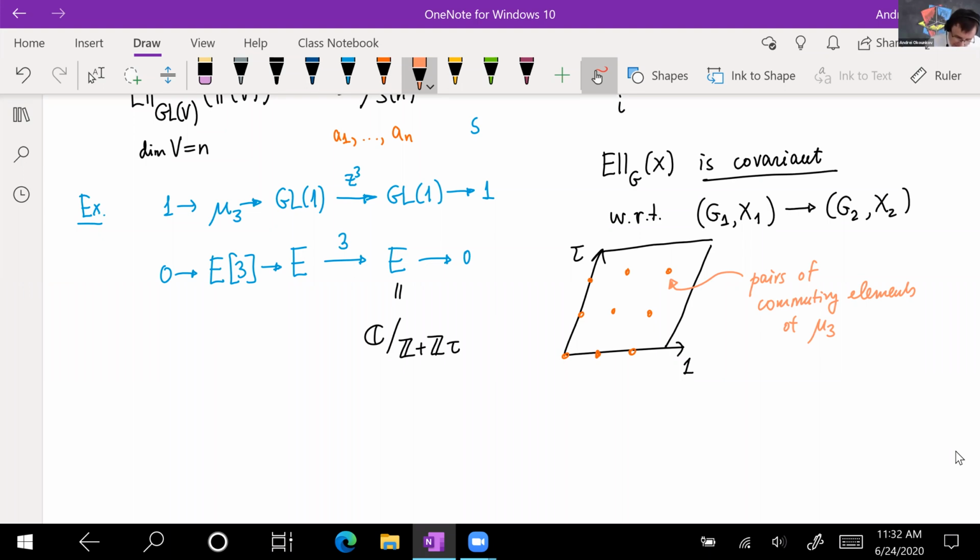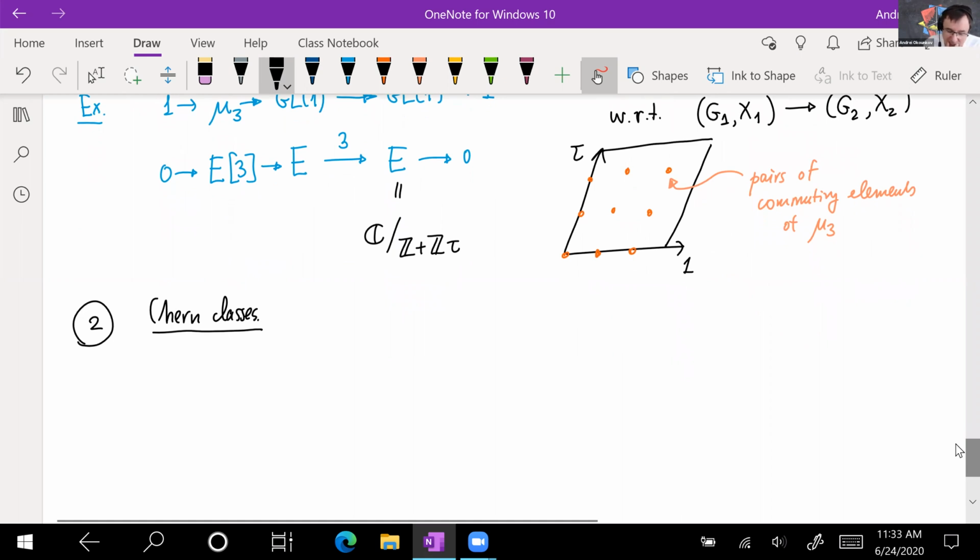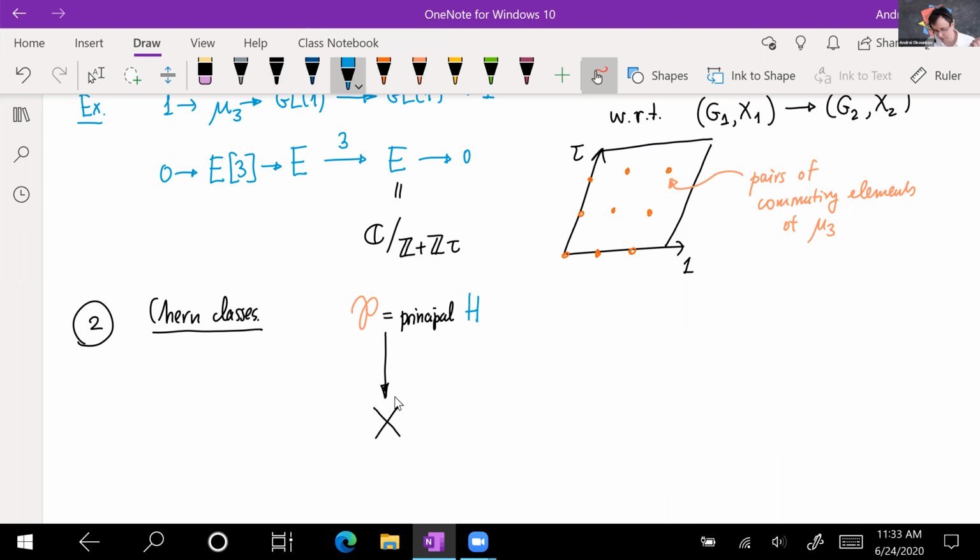Okay, good. So that was kind of a lengthy lesson number 1. And here's lesson number 2. This is about Chern classes. Suppose I have a group G, or maybe a group H, and I have some topological space, and some P that would be a principal H bundle for some group. It could be G, but it's a principal H bundle.